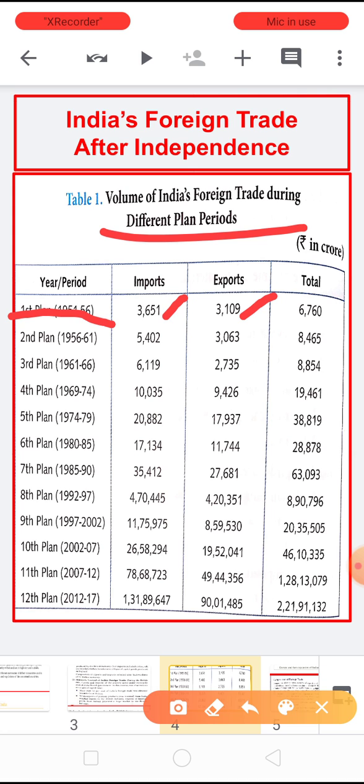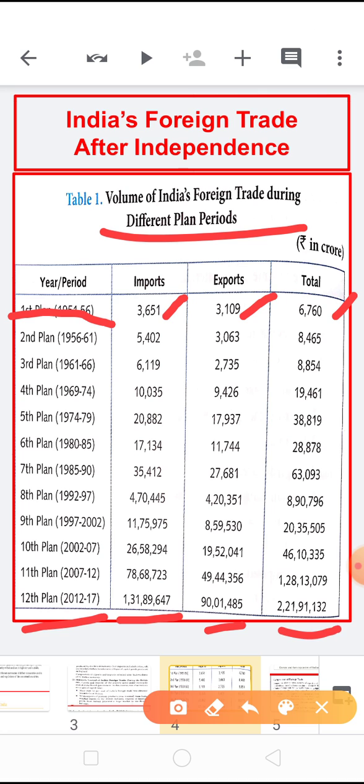So, total international trade in the year 1950 to 51 is 6,760 crores. Now for the current 5-year plans, which is the 12th 5-year plan in between 2012 to 17, our import is 1 crore 31 lakhs 89,647 crores, whereas our export is 90 lakhs 1,484 crores. If we're talking about the total foreign trade, that is 2 crores 21 lakh 91,132 crores. So this table shows the volume of India's foreign trade has increased considerably under the 5-year plans.